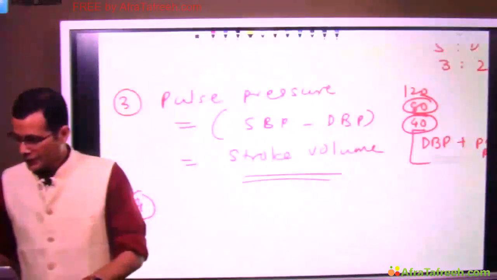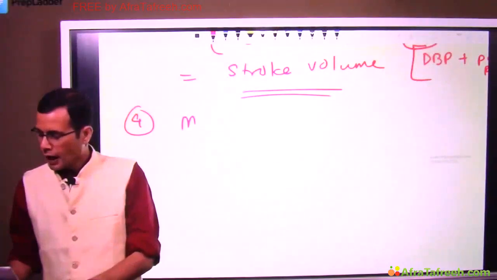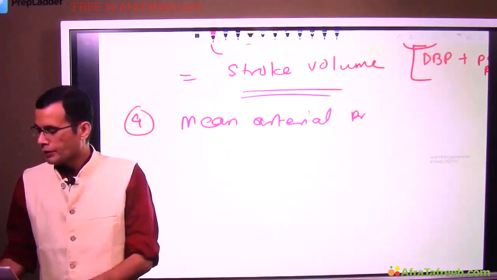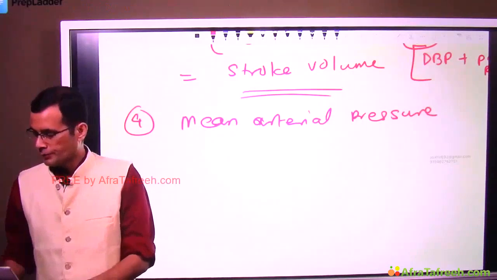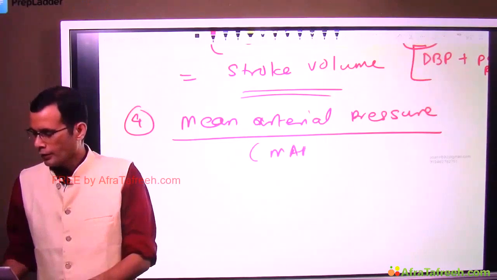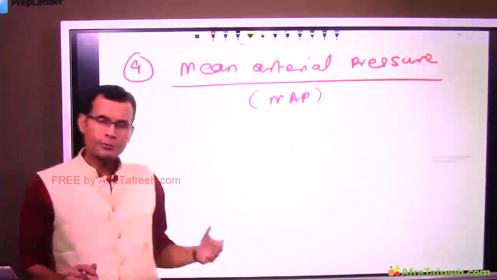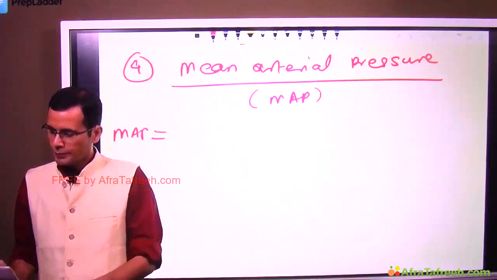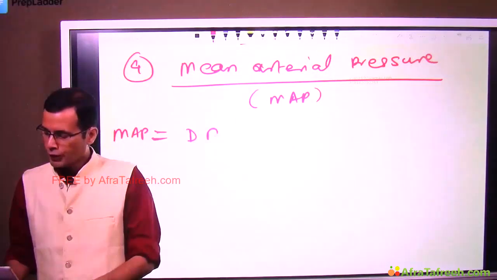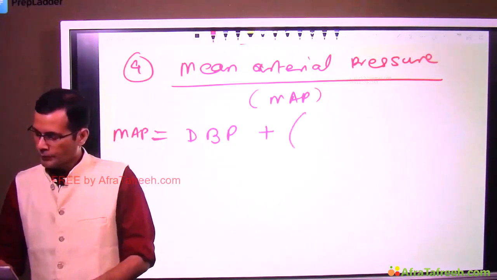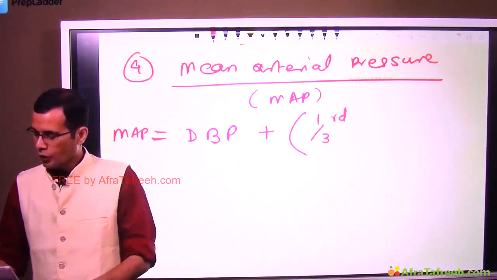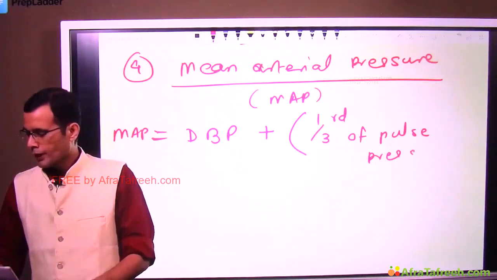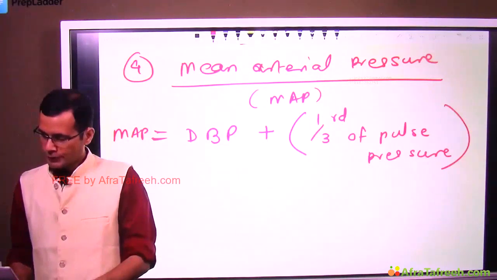The last pressure is mean arterial pressure. What is the formula? Let's first write down the formula. The formula is mean arterial pressure is equal to diastolic blood pressure plus 1/3 of pulse pressure. Diastolic blood pressure plus 1/3 of pulse pressure.